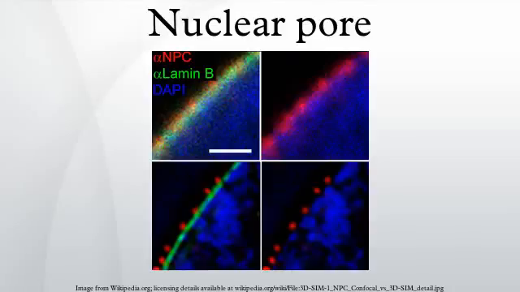Nuclear pores are large protein complexes that cross the nuclear envelope, which is the double membrane surrounding the eukaryotic cell nucleus. There are about an average of 2,000 nuclear pore complexes in the nuclear envelope of a vertebrate cell, but it varies depending on cell type and the stage in the life cycle.